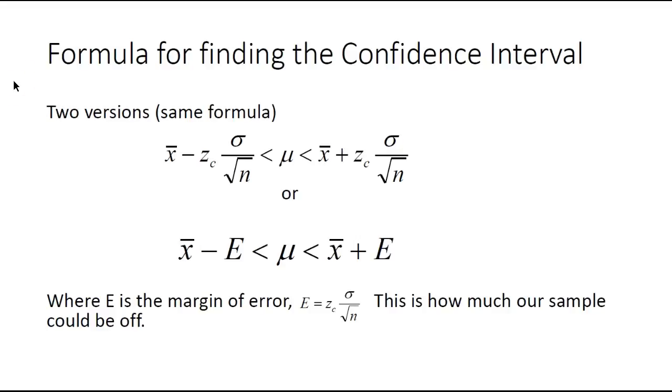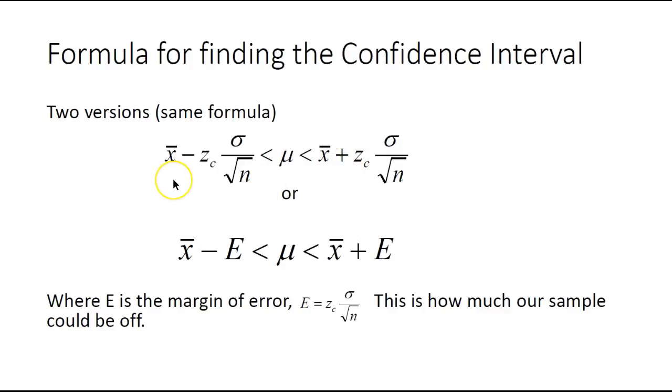So now we want to actually calculate the confidence interval. Now it looks kind of scary here. There's two versions of the formula, but let's explain the first one here. In the middle we're trying to find the population mean, and we said we're going to have a range. So there's going to be a value below it and a value above it, which means hopefully our estimation will fall somewhere between those two numbers.